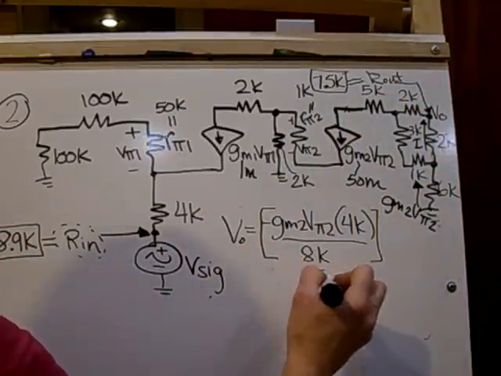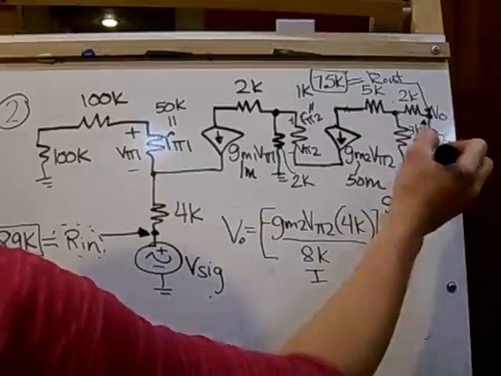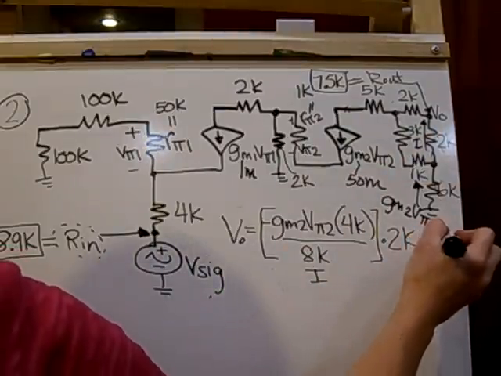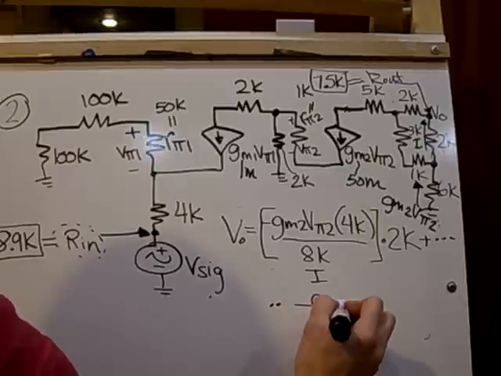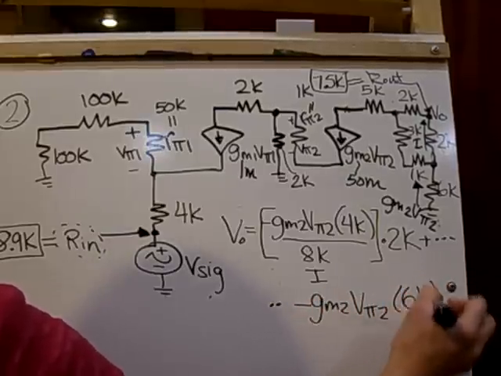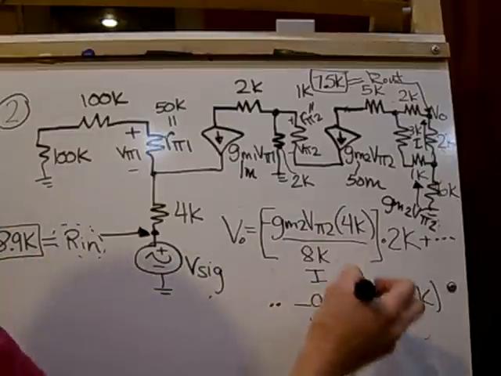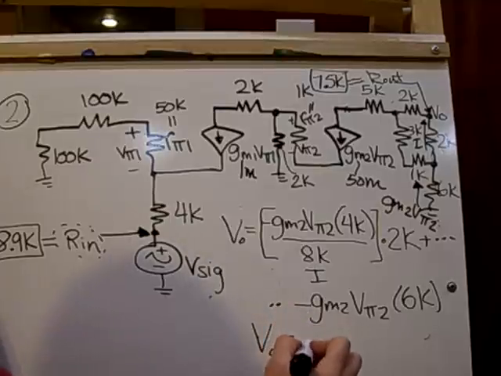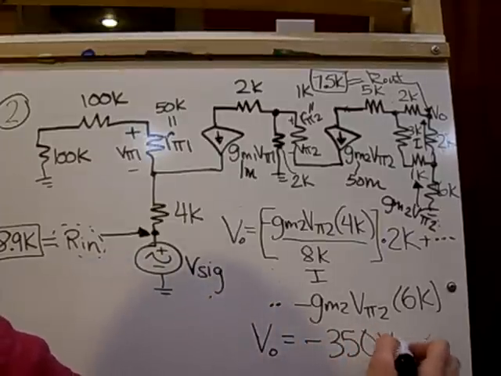So this is I. I'm going to take it times 2K, and that's going to be the drop here. And then again, I have another negative, so I'm going to add on to this, a negative GM2 V pi 2 times 6K. So multiplying these out, they're both in terms of V pi 2, so I can get a value of negative 350 V pi 2.